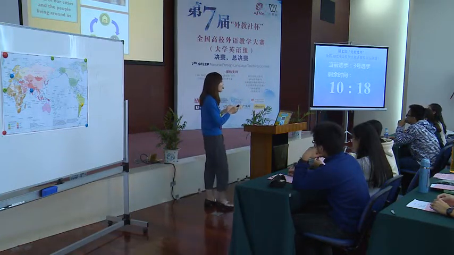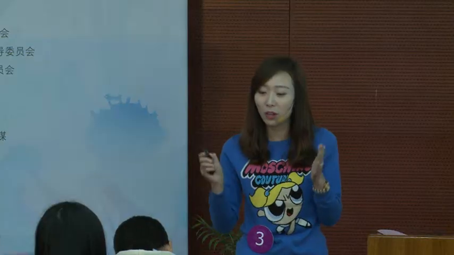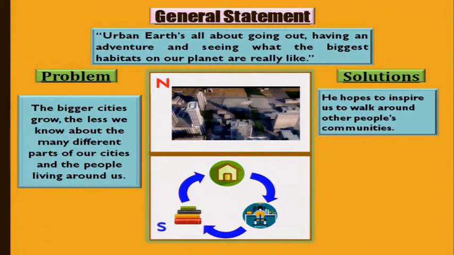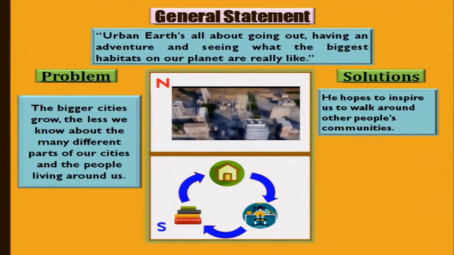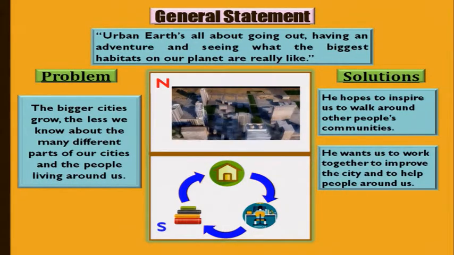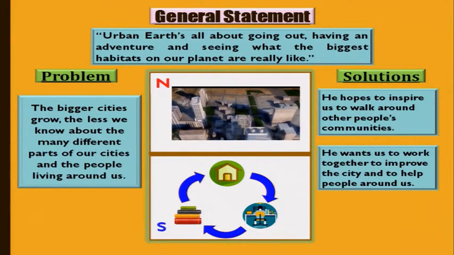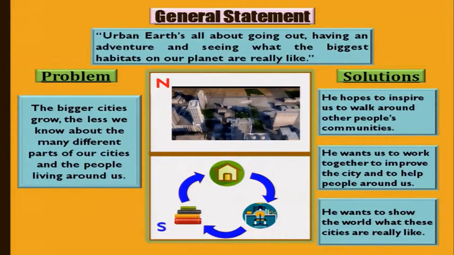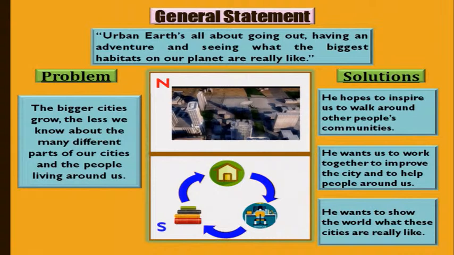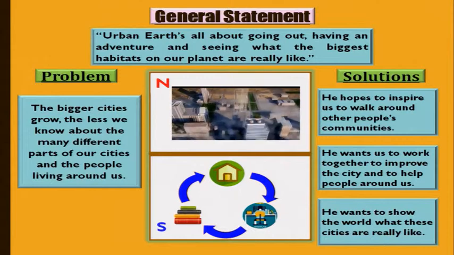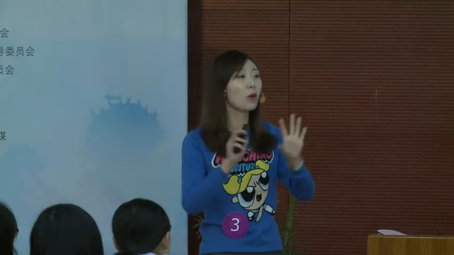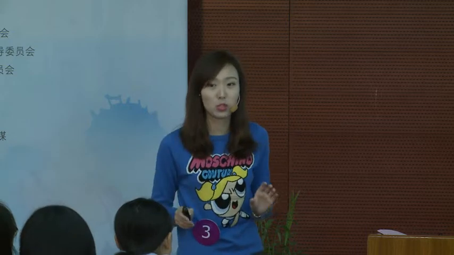Okay, so let's move back to your handouts and try to find out what are the solutions provided by Daniel. The first one is he hopes to inspire us to, can we say it together? Walk around other people's communities. And then he wants us to work together to improve the city and help the people around us. The last one, he wants to show the world what these cities are really like. And as we can see, all the solutions are offered in the parallel structure. And for this whole part, it follows the pattern of problem and solution, right?